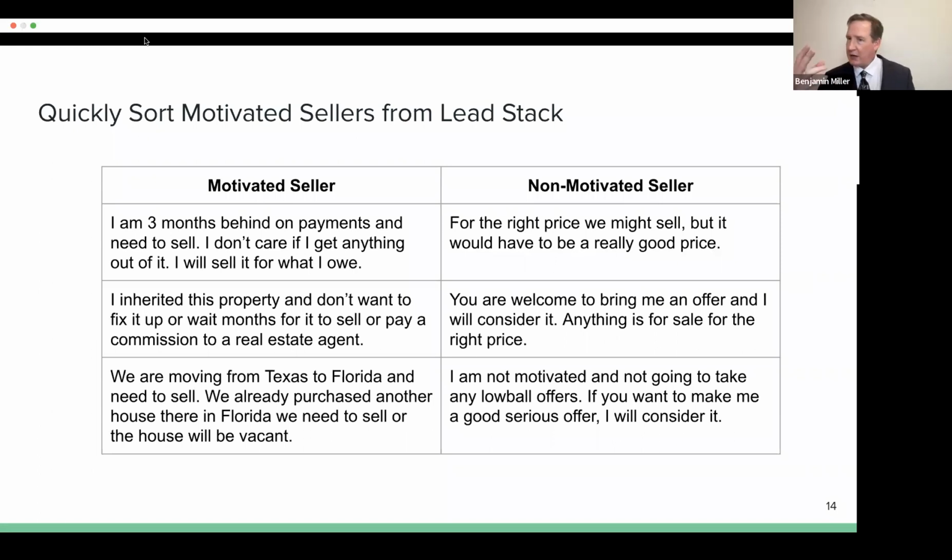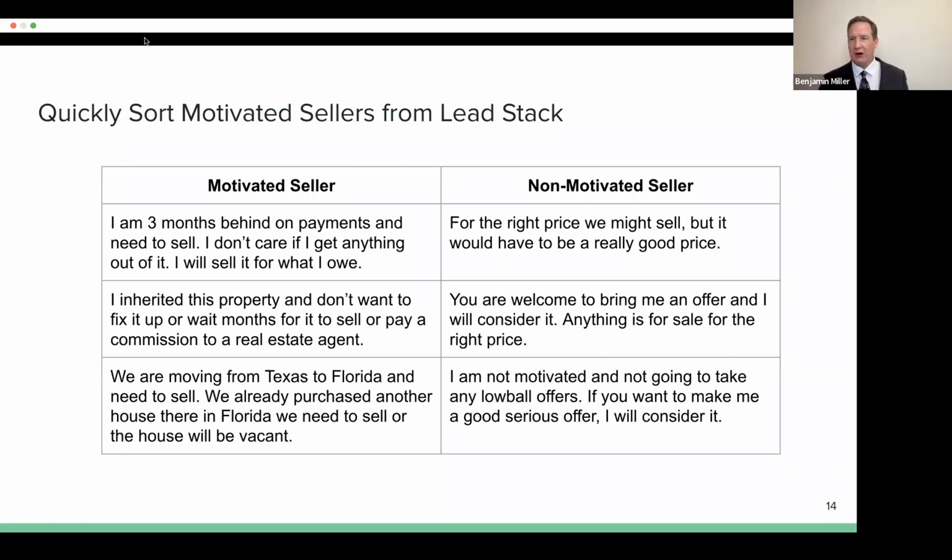Next example, you might hear someone say, we're moving from Texas to Florida and we need to sell. We already purchased another house there in Florida. We need to sell, or the house is going to be vacant. We're going to have to get a property management company. We really need to sell. That's a motivated seller.